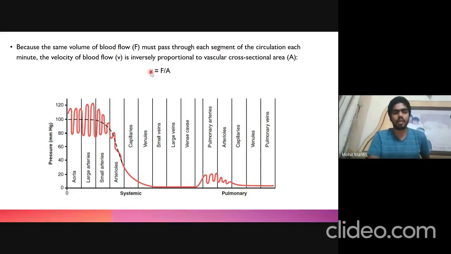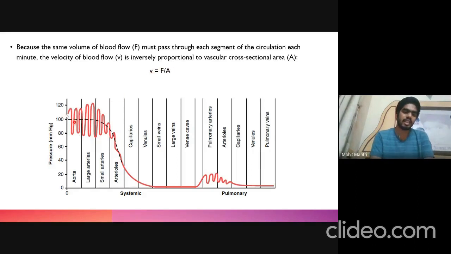So velocity is inversely proportional to the cross section area. And since the largest cross section area is seen in the capillaries, as I showed you, it is around 1,000 times more than the cross section area of arteries. So the blood flow inside the capillaries is around 1,000 times slower as compared to the velocity of blood inside the arteries, even though the same volume of blood is flowing through both of them.